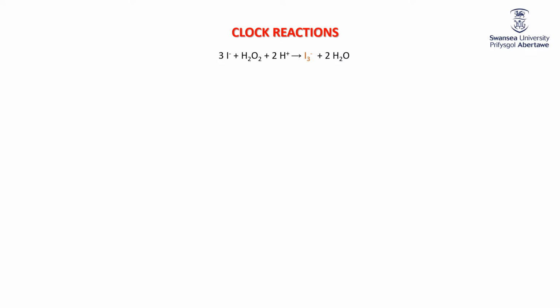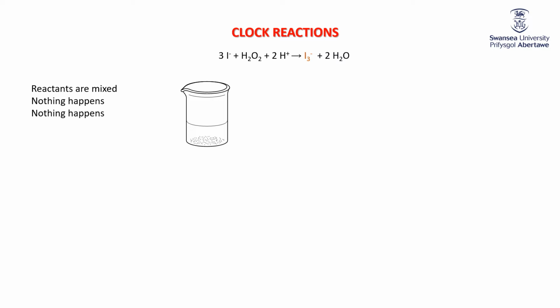Now, what we saw in that first movie, in other words, the gradual appearance of that orangey brown color, is not what you typically associate with a clock reaction. A clock reaction is, of course, one in which you mix the reactants. So there they are mixed, and then nothing happens, and then suddenly something happens and it goes that blue or that black solution.